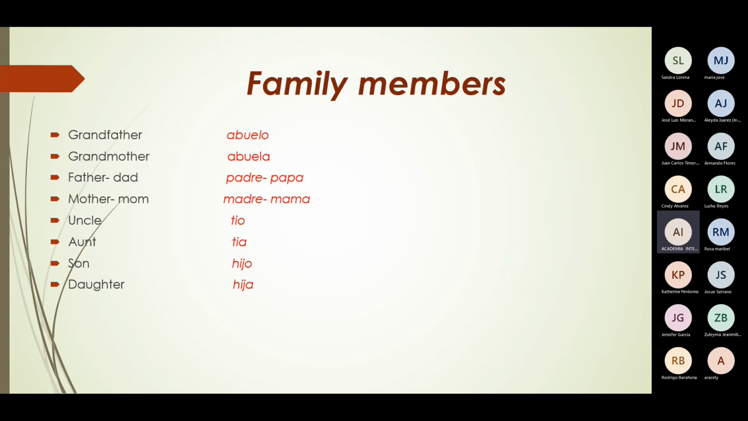Father, or we can say just dad. Mother, or we can just say mom. Padre, ay, nos faltó la tilde, ¿verdad? Padre, o como decimos papá, madre, o mamá, mom, uncle, que significa tío, aunt, tía, hay una diferencia en eso. Hijo, son, I have a son, tengo un hijo. And I have two daughters. Tengo dos hijas. Entonces ahí podemos diferenciar de eso.